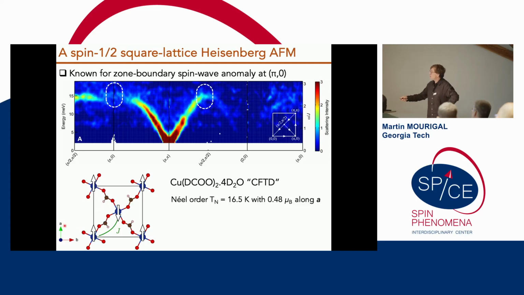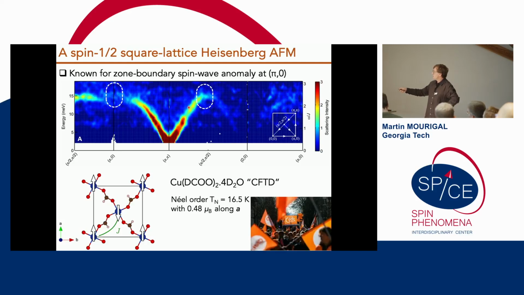And here you see a time of flight measurement. So now we measure the full momentum-energy space in the 2D square lattice. You see the spin waves emerging out of the Néel ordering point at (π,π) and then going to high energy. And between (π/2,π/2) and (π,0) is what we call the zone boundary. And so you see the nicely dispersing spin waves in this system.